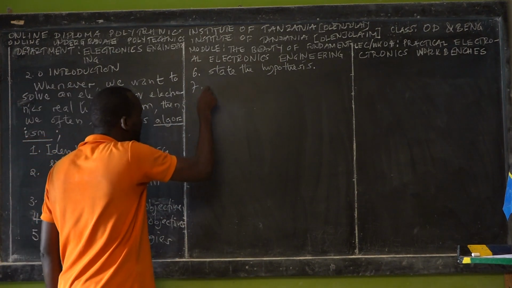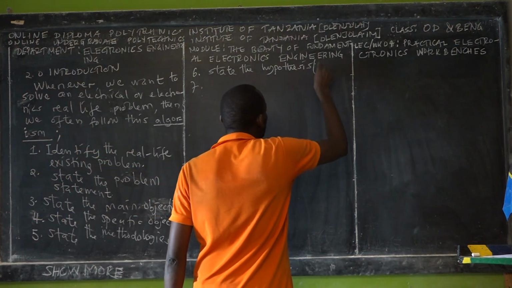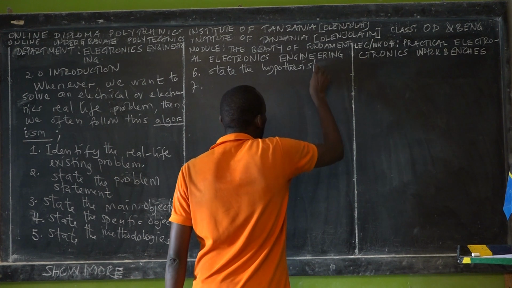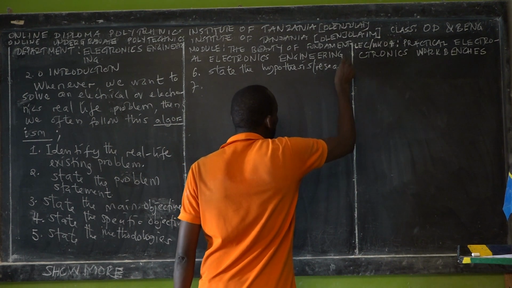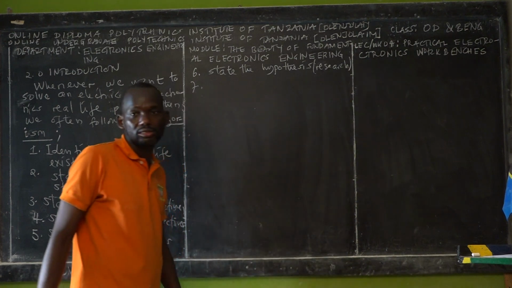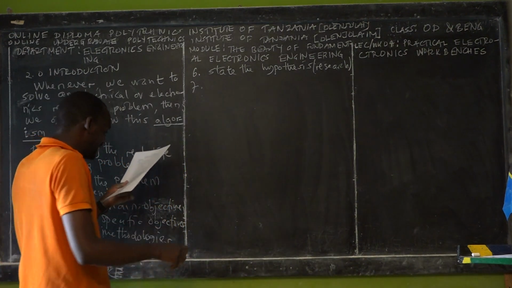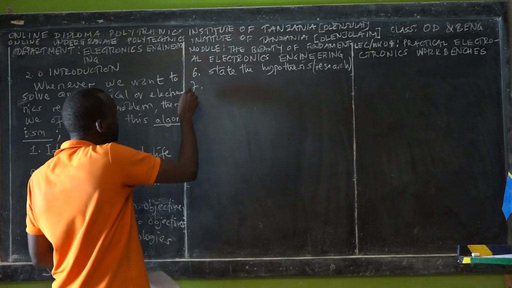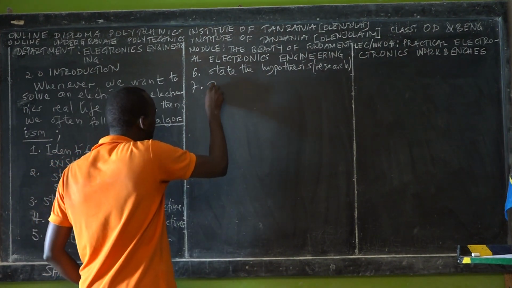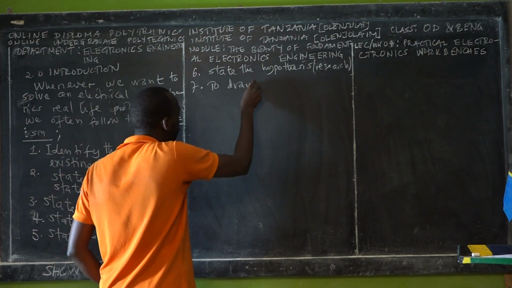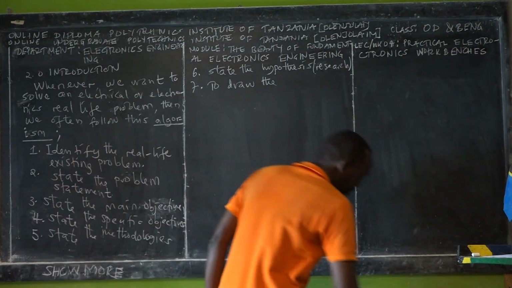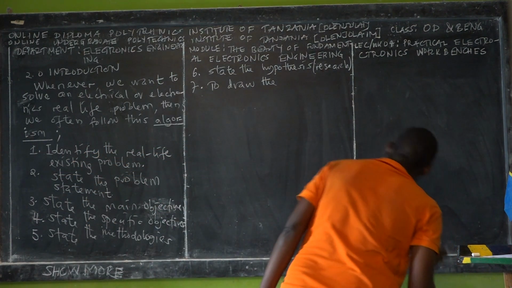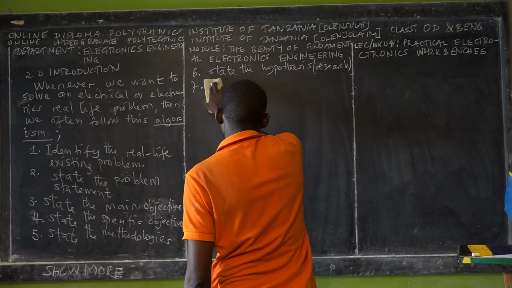Then the seventh step, but this is for research. This is for the research purpose. For the project, you don't need research. Right? Then the seventh step. Now you have to draw the block diagrams, but I think that before you draw them, you used to do another step.